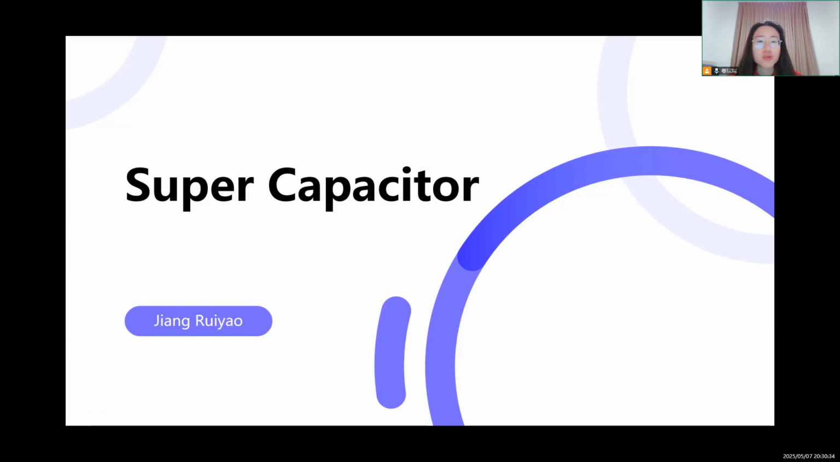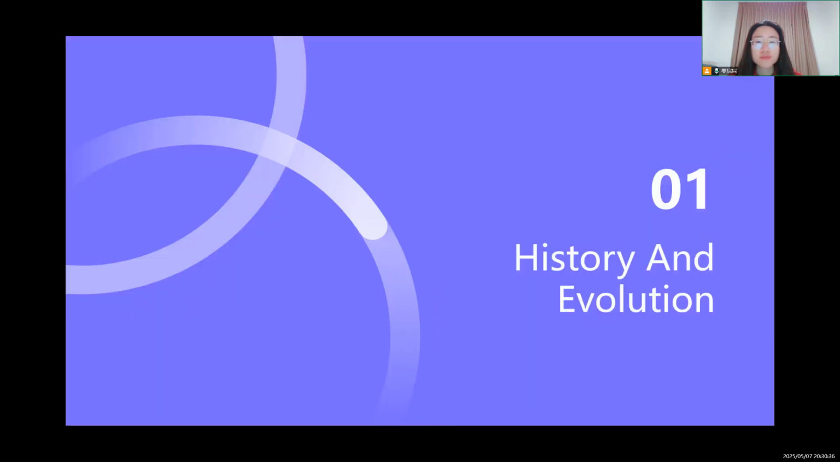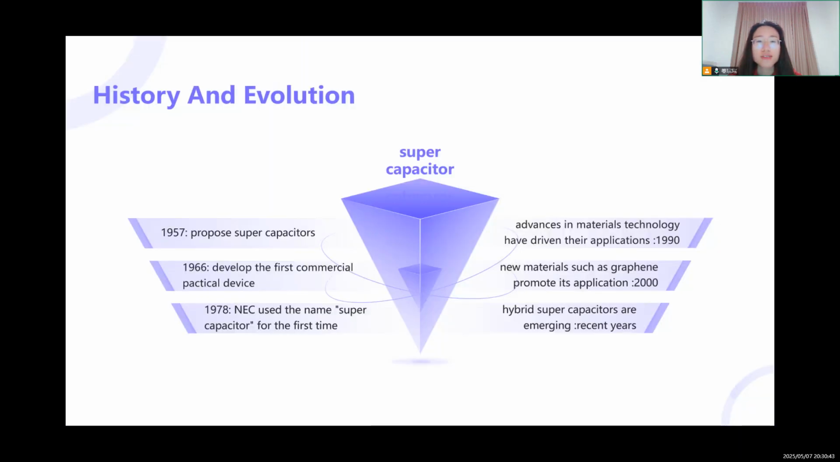Today, I will introduce the supercapacitor. For the first part, I will introduce the history and evolution. We can see the timetable. Orange in 1957 proposed supercapacitors, and in 1966 developed the first commercial practical device. And then in 1978, NEC used the name supercapacitor for the first time.